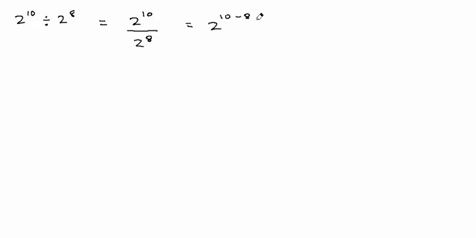In division you subtract the exponents, which is equal to 2 raised to the second power, which means 2 is multiplied with itself 2 times. 2 2's in the multiplication sentence, which is equal to 4. Note that we did not have to find the numerical values of 2 raised to the 10th and 2 raised to the 8th to get the answer.